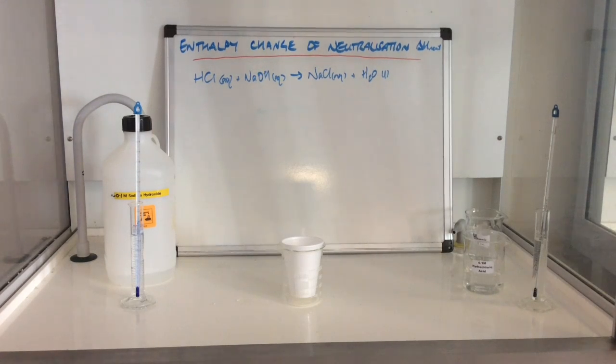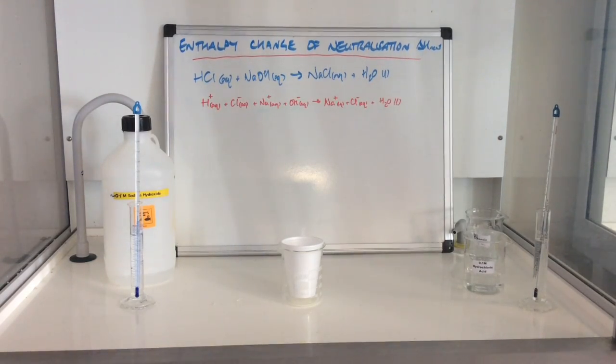In this video, I'm going to look at enthalpy change of neutralisation. So on the board, I've got the classic neutralisation reaction between hydrochloric acid and sodium hydroxide, and that would produce sodium chloride and water. You can see underneath in red, I've written down all the ions present. It's separated them out.